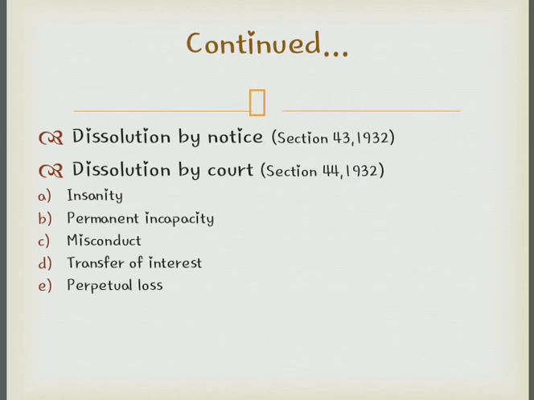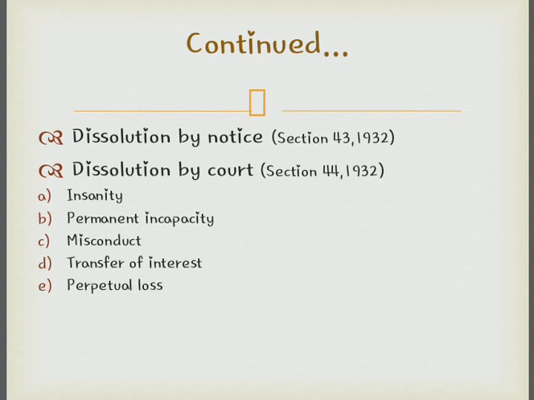And the next is dissolution by notice, under Section 43 of the Indian Partnership Act 1932. It tells that when the partnership is at will, the dissolution of a firm may take place if any one of the partners gives notice in writing to the other partners stating his intention to dissolve the firm. And the last one is dissolution by court. It is under Section 44 of the Indian Partnership Act 1932. It tells that when a partner files a suit, the court may order the dissolution of the firm on the basis of the following: insanity, permanent incapacity, misconduct, transfer of interest and perpetual loss.